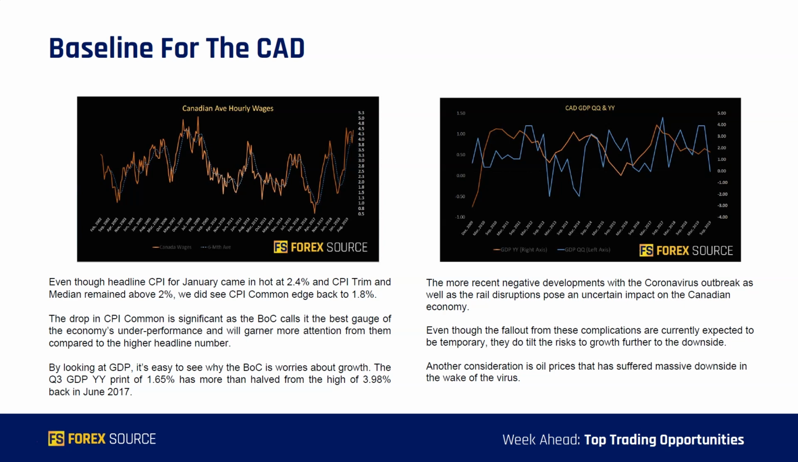Now, looking at GDP more specifically, it's easy to see why the BOC would be worried about growth. The Q3 GDP year-over-year print of 1.65% has more than halved from the high that we saw back in June 2017, coming in at almost 4%. Now, the more recent negative developments with things like the coronavirus as well as the railroad disruptions poses an additional uncertainty in the Canadian economy, which is also something to keep in mind. Now, even though the fallout from these complications are currently expected to be more temporary, they do still tilt the risks to growth further to the downside.